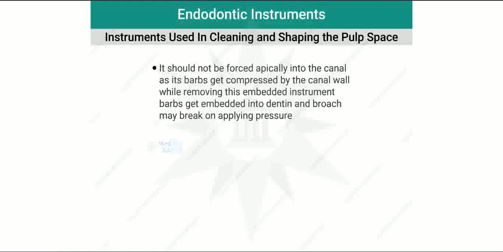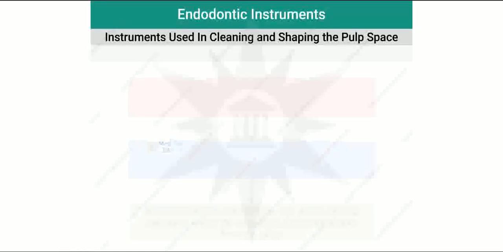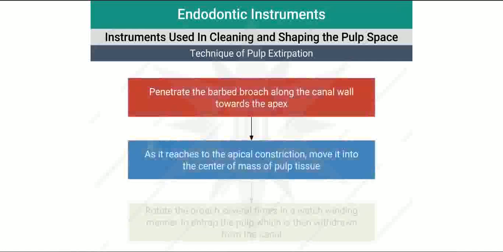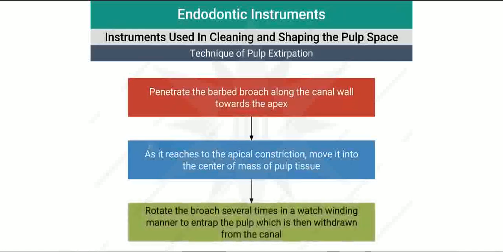Technique for pulp extirpation. Penetrate the barbed broach along the canal wall towards the apex. As it reaches the apical constriction, move it into the center of the mass of the pulp tissue and then rotate it several times in a watch winding motion. You can see the removal of the pulp mass as a whole using this broach.